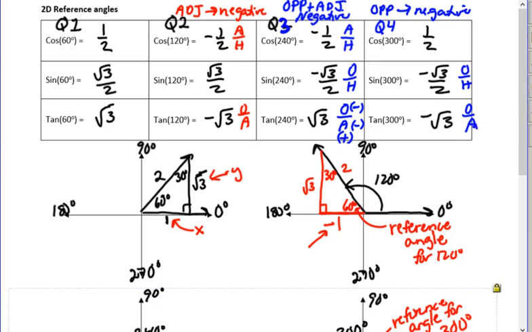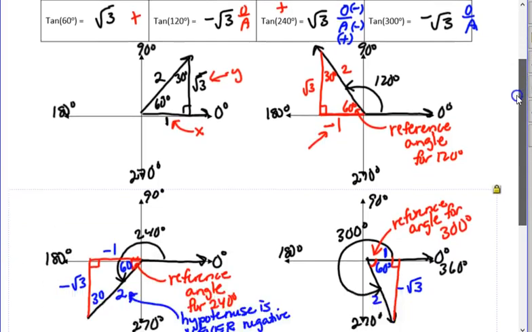So notice in quadrant 1, all three values are positive. This is positive, this is positive, this is positive. In quadrant 2, only sine is positive. In quadrant 3, only tangent is positive. And in quadrant 4, only cosine is positive. The reason the numbers in the rows are all the same is because 60, 120, 240, and 300 all have the same reference angle.